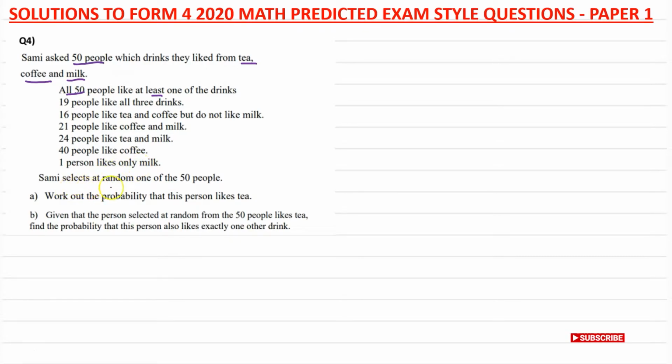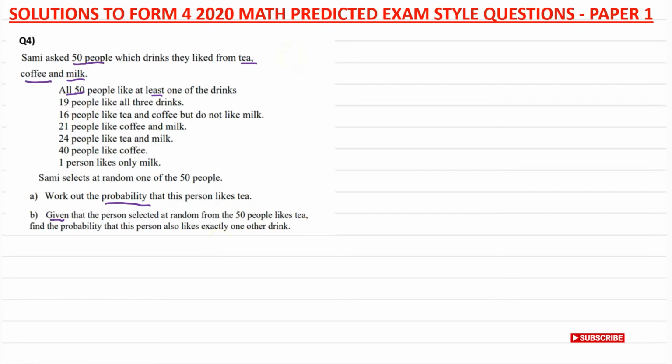Sammy selects at random one of the 50 people. Work out the probability that this person likes tea. So first question, probability of the person that likes tea. Given that the person selected at random from the 50 people likes tea, find the probability that this person also likes exactly one other drink.